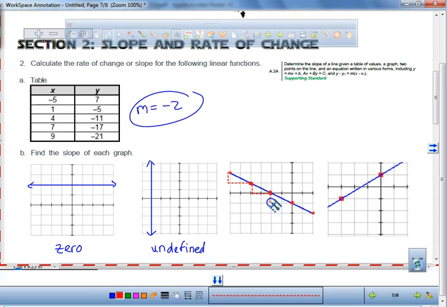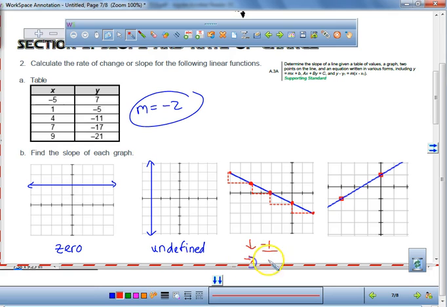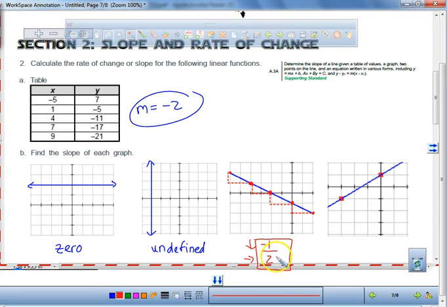Down 1, over 2. Down 1, over 2. Down 1, up. Come on. You can do it. There we go. What did I keep saying? I kept saying do what? Down 1 over 2. So I'm going to put down 1, which means it's going negative, over to the right 2, which is positive. What is this slope? This slope is called a negative 1.